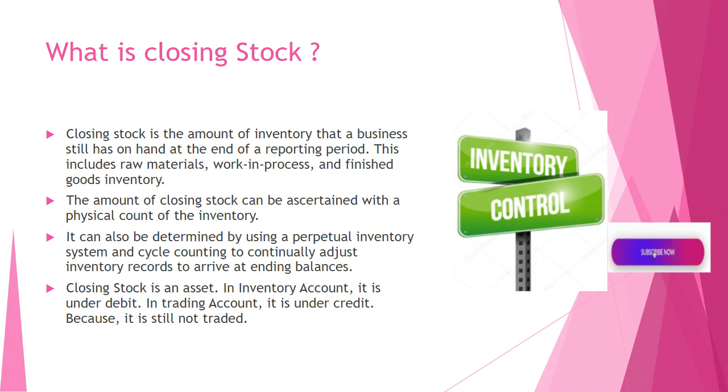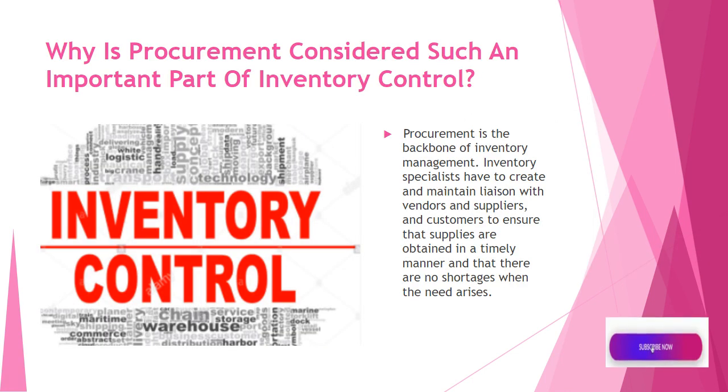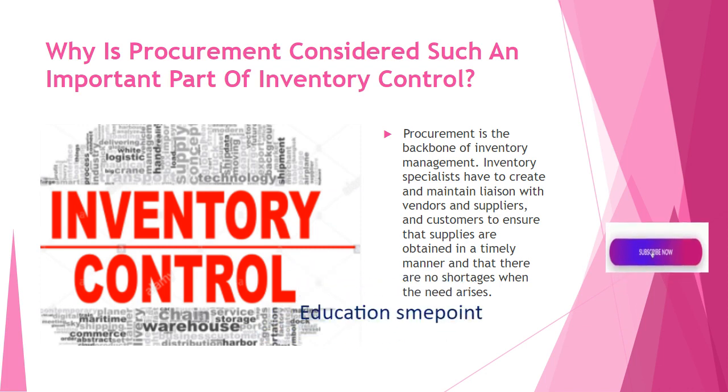In the inventory account, it is under debit. In the trading account, it is under credit, because it is still not traded. Why is procurement considered such an important part of inventory control? Procurement is the backbone of inventory management. Inventory specialists have to create and maintain liaison with vendors, suppliers, and customers to ensure that supplies are obtained in a timely manner and that there are no shortages when the need arises.